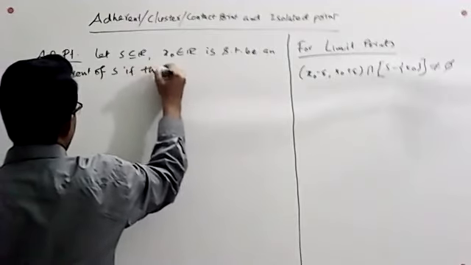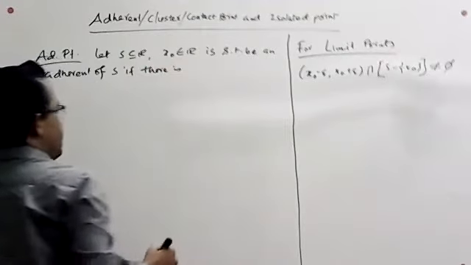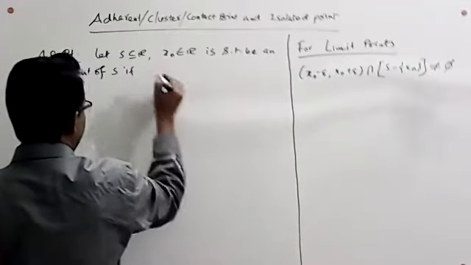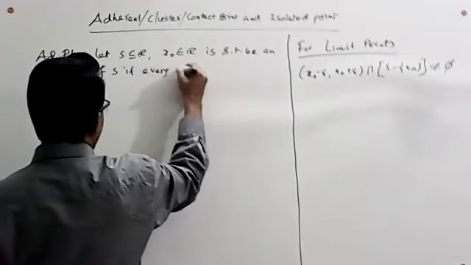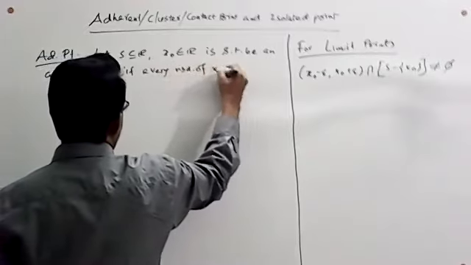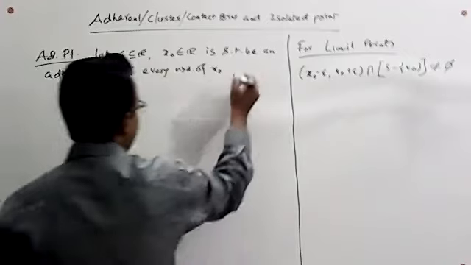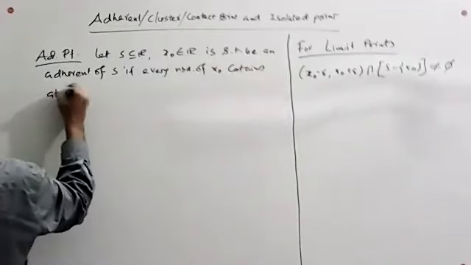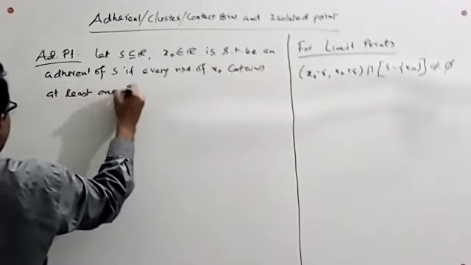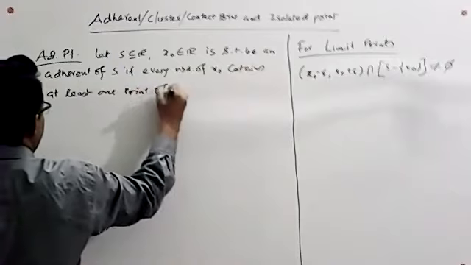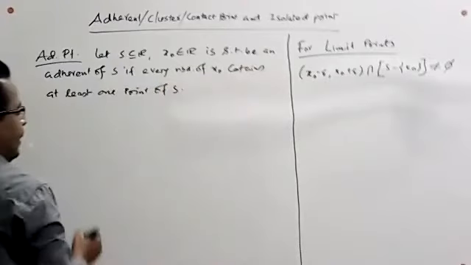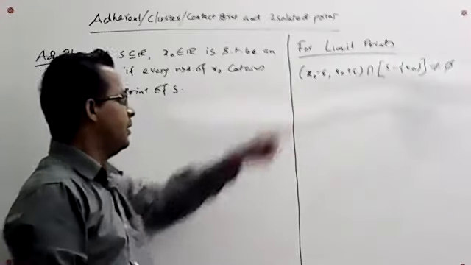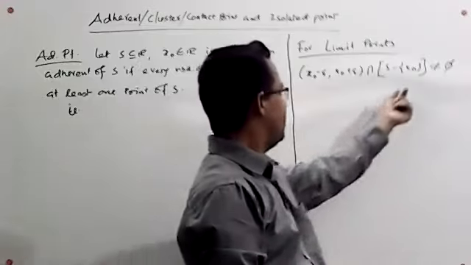every neighborhood of x naught contains at least one point of S. That is, the mathematical tool will be like this, except this expression.